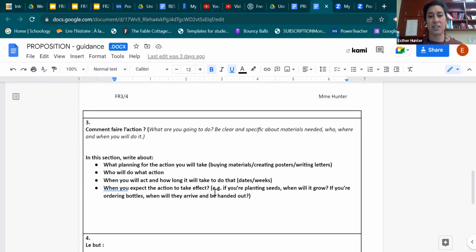When do you expect the action to take effect? You could write about that too. So if you're planting seeds, when will they grow? If you're ordering bottles, when will they arrive and be handed out? For some of this, you might take action to buy the seeds or the water bottles, or put in an order for solar panels on the roof of Northside, but you know they won't be delivered for one more month. So it won't be done until April or May, or a week later, or a day later, or whatever it is.